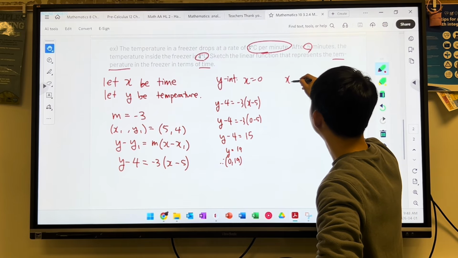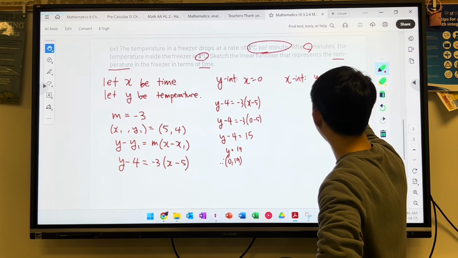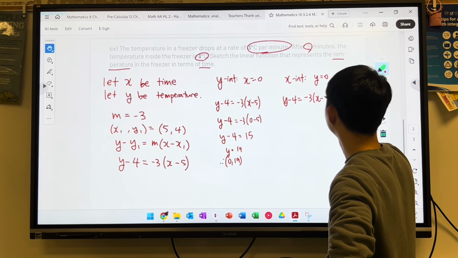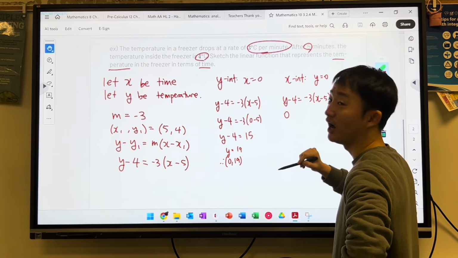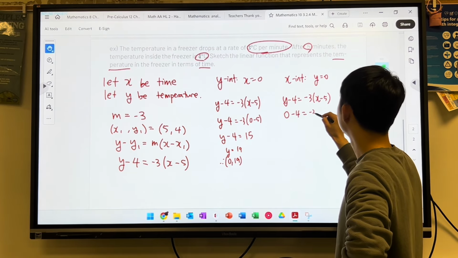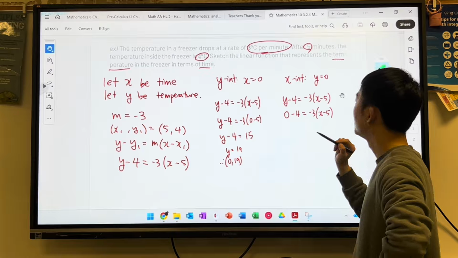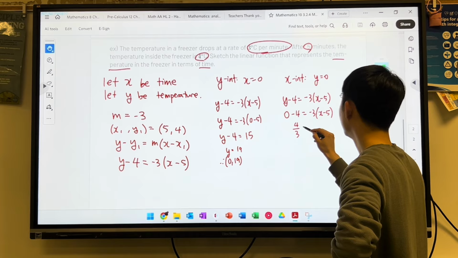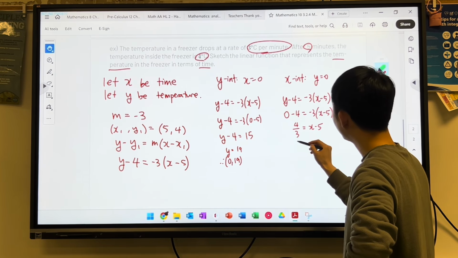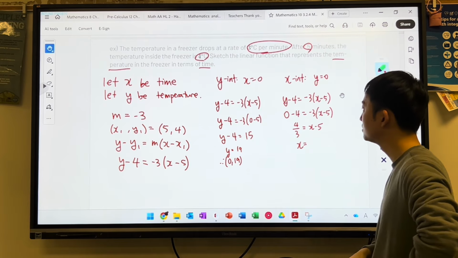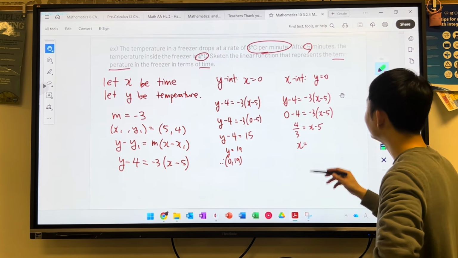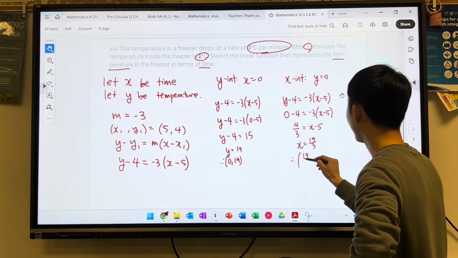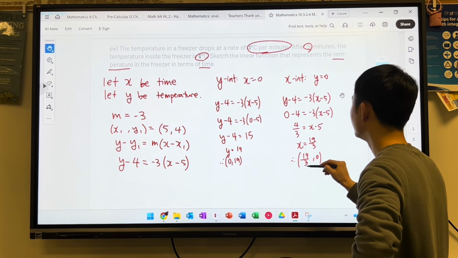Similarly, let's also find the x-intercept, which means that y value is equal to 0. Once again, we rewrite the equation, and then we replace y with a 0. So now I'm going to divide both sides by -3, so it becomes +4/3 is equal to x minus 5. And adding 5 on both sides, I get x equals 19/3. So therefore, the x-intercept is 19/3, 0.